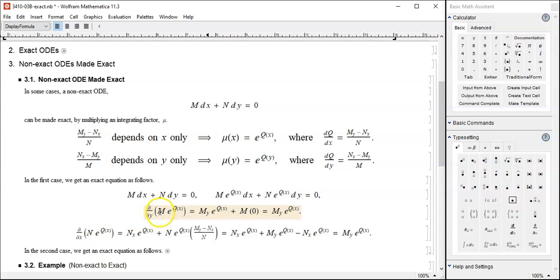Take the partial derivative of M times e to the Q power: derivative of the first function, second function, and first function, and then derivative of the second function. What is that? Derivative by y, and that's going to be 0 because this thing does not depend upon y anyway. So this part is gone, and you have M sub y e to the Q.